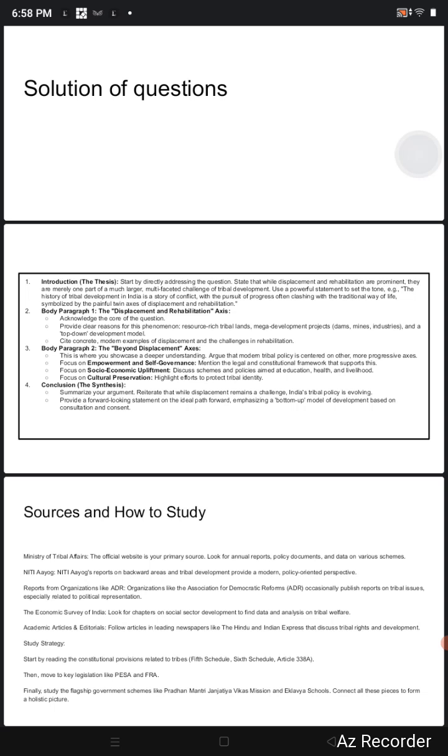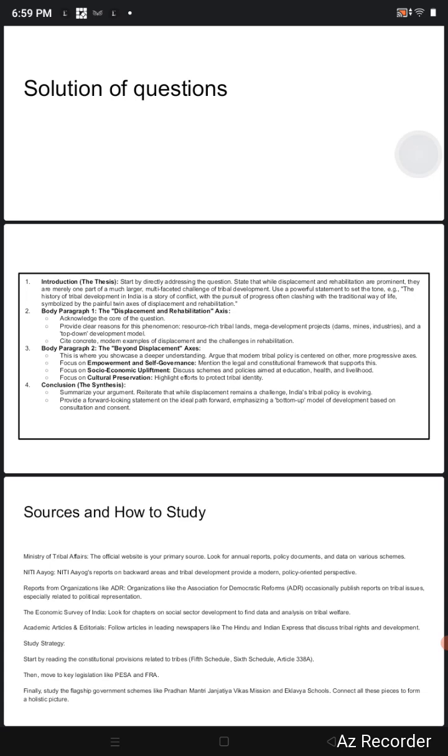You can write such a statement, for example: the history of tribal development in India is a story of conflict, with the pursuit of progress often clashing with the traditional way of life, symbolized by the painful twin acts of displacement and rehabilitation, right? You can write with this statement as well. You are showing that the history of tribal development is a story of conflict, despite the pursuit of progress often clashing with the traditional way of life, symbolized by the painful twin tracks of displacement and rehabilitation. So you are showing this story as well.